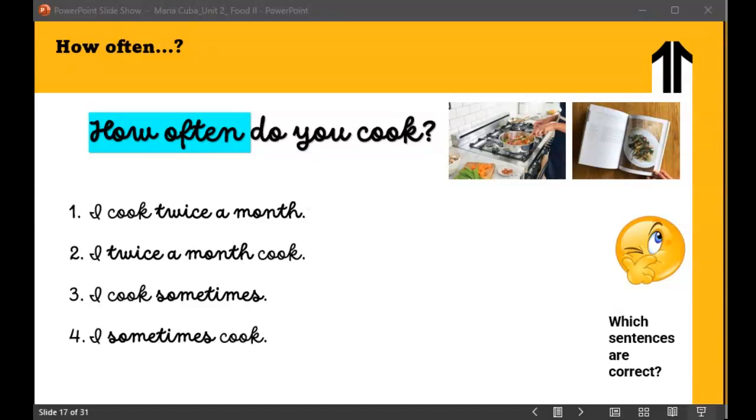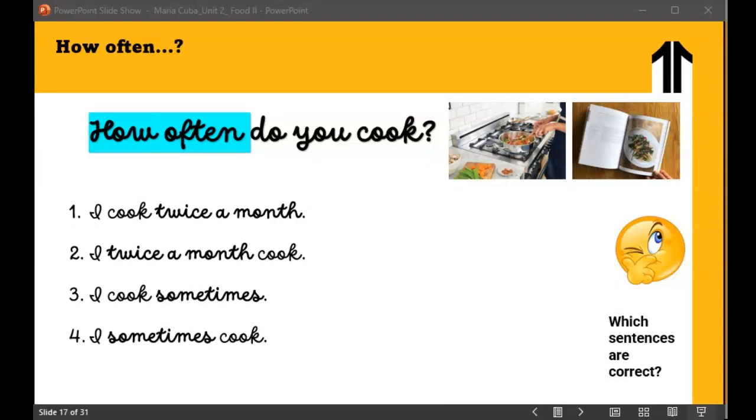Ready? Yvonne, Marcos. We have 10 more seconds. And let's check. There are 4 possibilities here. And these were your answers. 4 of you consider that number 1 is correct. 2 of you consider that number 2 is correct. 6 of you think that number 3 is correct. And 4 of you say that number 4 is correct.